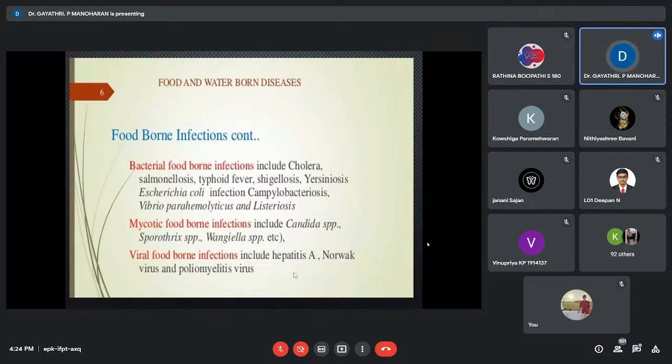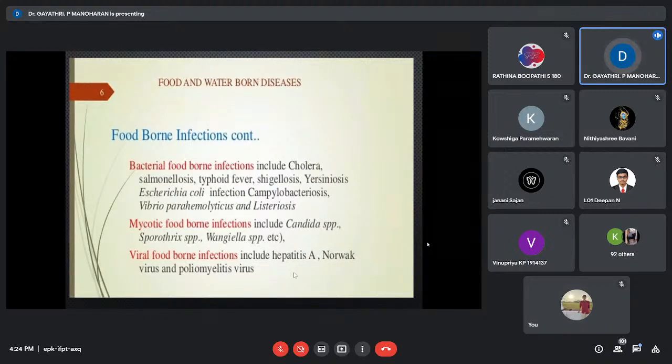Okay, bacterial foodborne infections. What are the common bacterial foodborne infections? Cholera, salmonellosis, typhoid fever, shigellosis, Yersiniosis, Escherichia coli infection, Campylobacteriosis, Vibrio parahaemolyticus, and Listeriosis. These are all very common infections, and they are common worldwide. If cholera is common to the whole world, it may cause cholera wherever it may be.